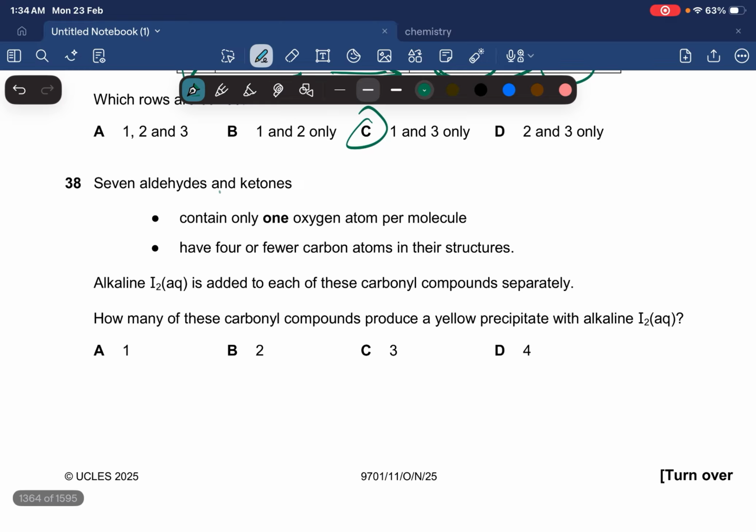Okay, aldehydes and ketones contain only 1 oxygen atom per molecule and have 4 or fewer carbon atoms in their structure. So we have to draw all the aldehydes and ketones we know that have fewer carbon atoms. So firstly we're going to draw methanal.